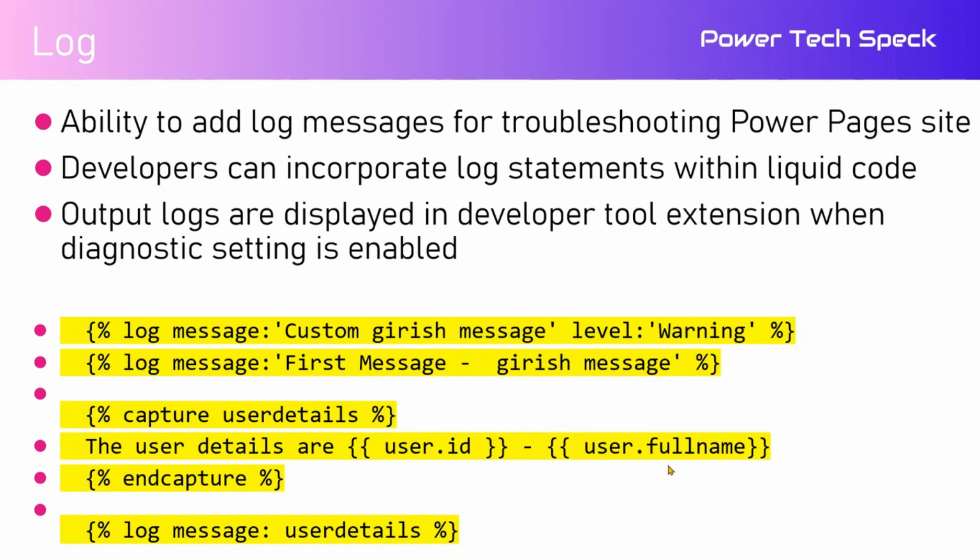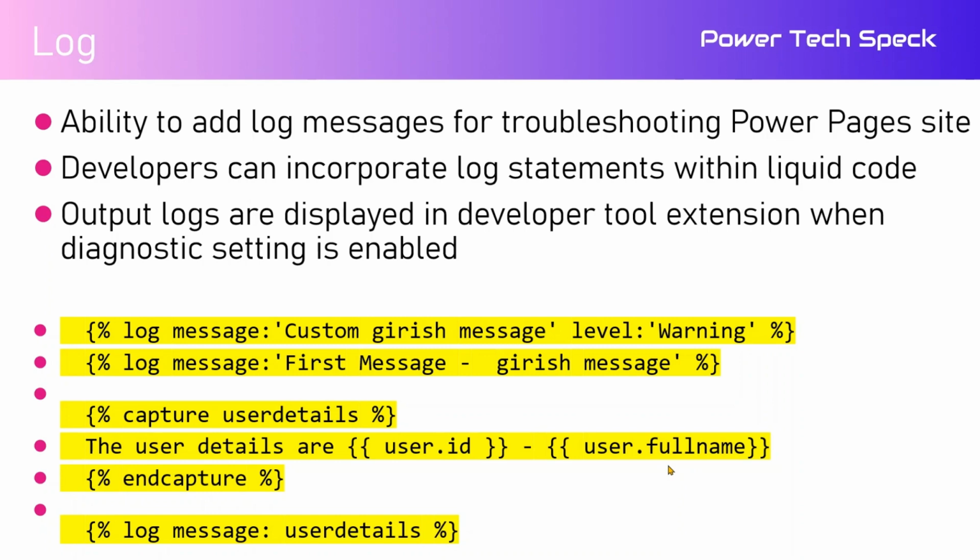Now, where does the output log get displayed? The output logs are displayed in the developer tool extension when diagnostic setting is enabled. So make sure that you have the diagnostic settings enabled. I'm going to cover that in a separate video, how to enable the diagnostic setting, but once you have enabled the diagnostic settings, then you can use that developer tool extension to view the log message. So it is as good as you're logging the message and then viewing the output in the log message window and then accordingly operating on the code.